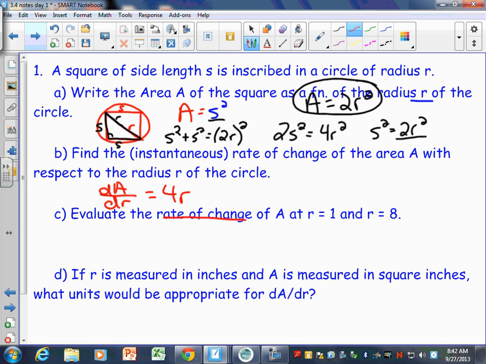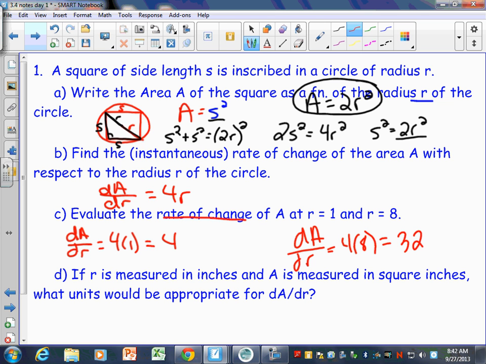Evaluate it at r equals 1. So you're just going to plug in 1. And you get an answer of 4. And you're just going to plug in 8. And 4 times 8 is 32. You with me on that? That's not so bad, right?